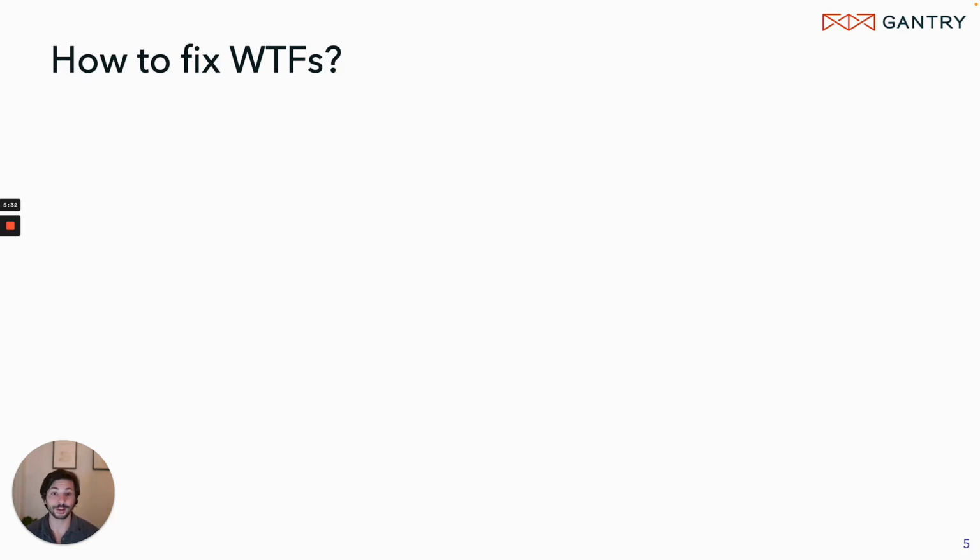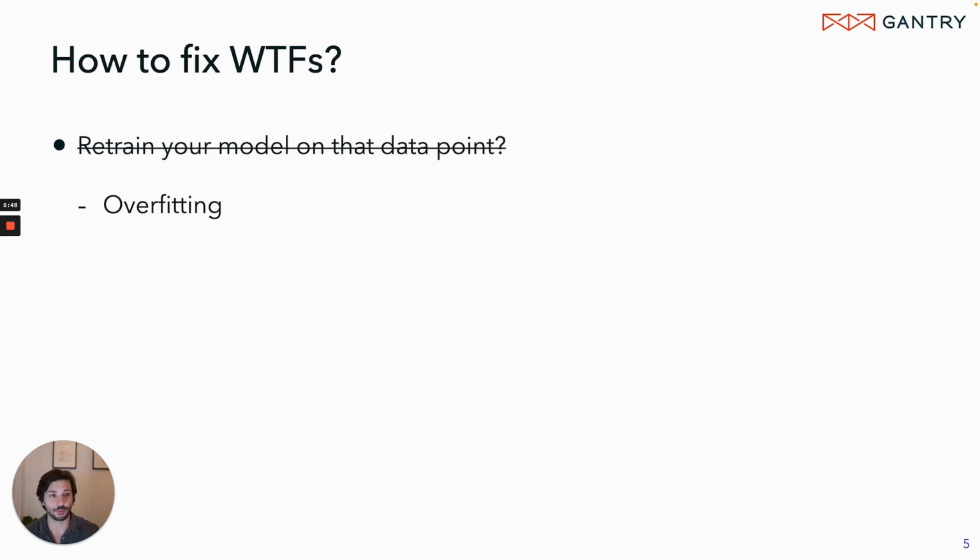Now, if this were a regular software application, we would just apply a patch to our software to fix the bug that we saw. But unfortunately, in machine learning, it's not so easy. The naive thing that we might consider is just retraining the model on this new data point, just fine-tuning the model. But the problem with that is it's really hard to avoid overfitting to that data point and correcting the problem for that data point, but damaging your model everywhere else.